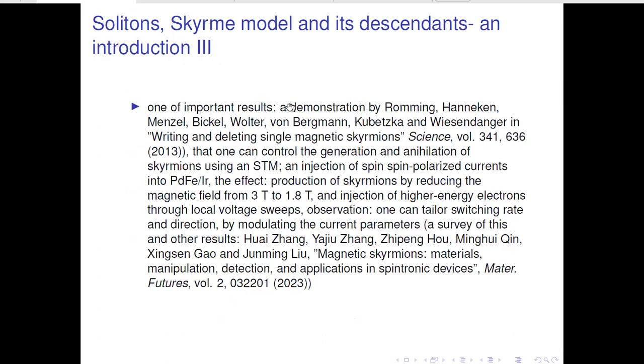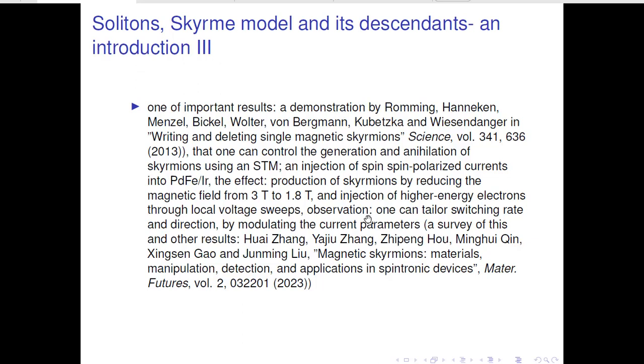And I would like to mention one of the important results, namely 10 years ago, Romming and his research group demonstrated in their paper that one can control the generation and annihilation of skyrmions using an STM, the tunneling method. Namely, they made an induction of spin polarized currents. And the effect was such that they produced skyrmions by reducing the magnetic field and by injection of higher energy electrons through local voltage sweeps.